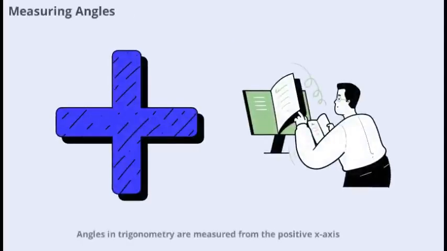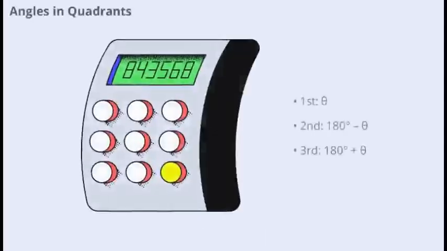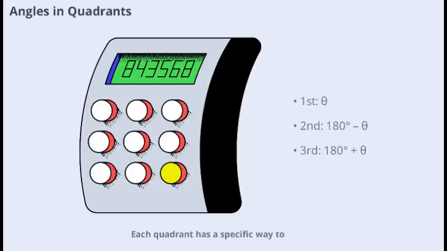Angles in trigonometry are measured from the positive x-axis, moving anticlockwise. Positive angles follow this direction, while negative angles move clockwise. This convention helps in determining the correct values for trigonometric functions, especially when dealing with angles outside the first quadrant. Remember, the reference angle is always measured from the x-axis, and this helps in finding the correct sign and value for the trigonometric ratio.